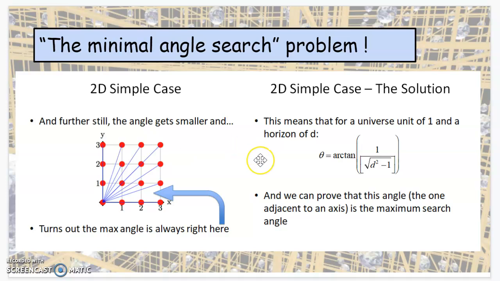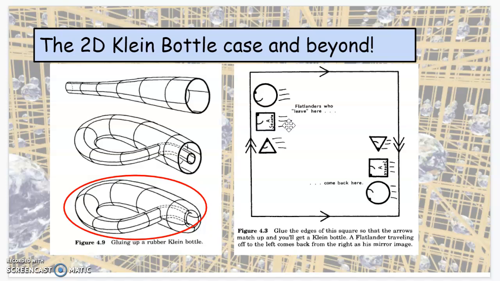Mathematically, we can calculate the minimum search angle as theta equals arctangent of 1 over the square root of d squared minus 1, where d is the horizon distance or the universe length. We use the MATLAB software to create a lattice grid and write a code script that matches the 2D torus equation we found.